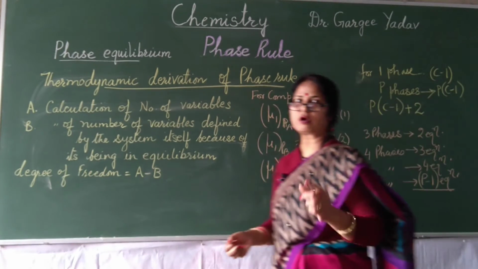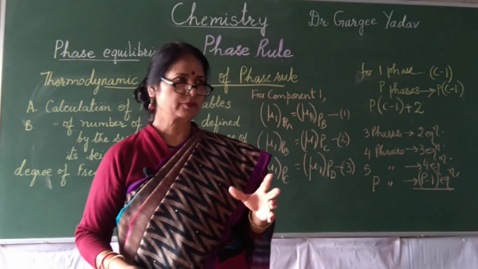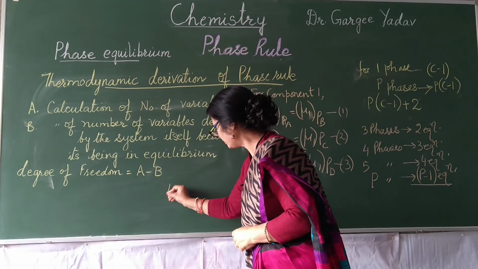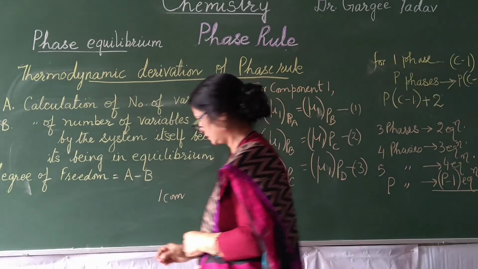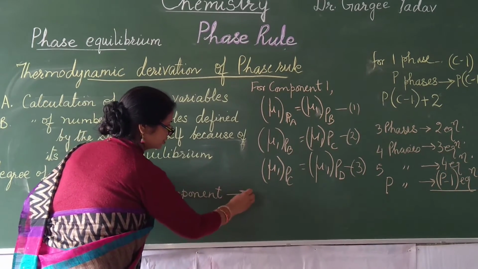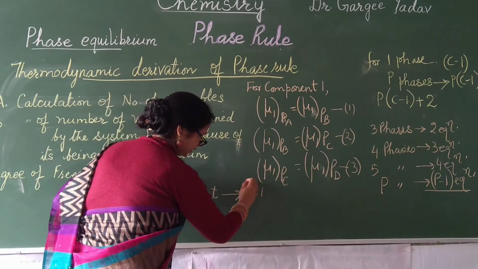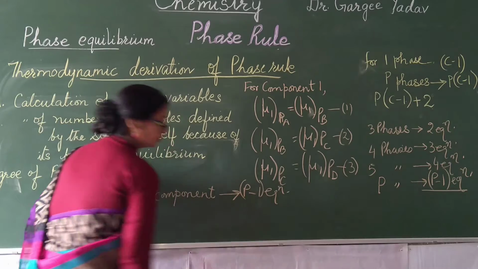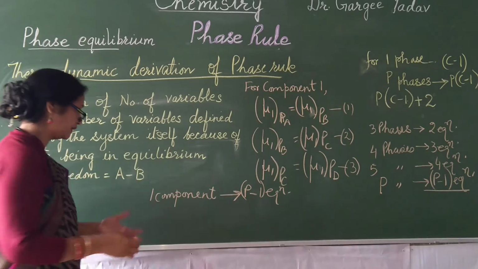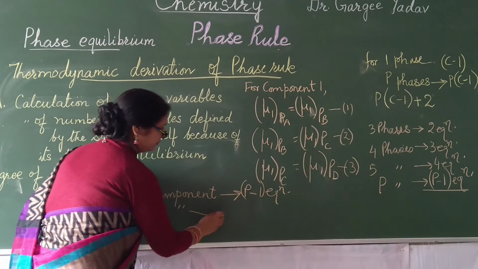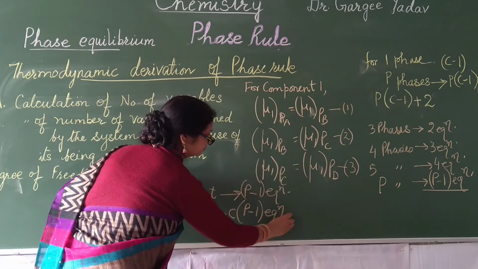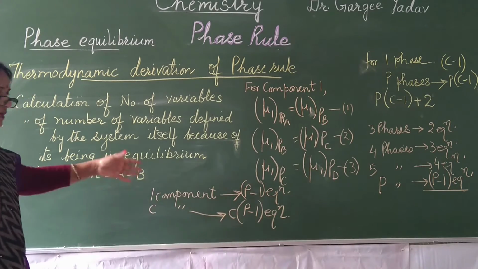So this is only for component number 1. Suppose there are C components in the system. For one component, we have P minus 1 equations. So when there are C components, it's a multi-component system, then we will have C into P minus 1 equations. So these are the number of equations.